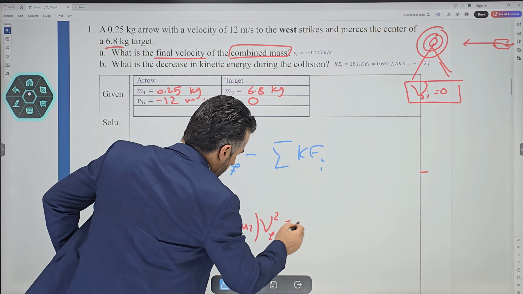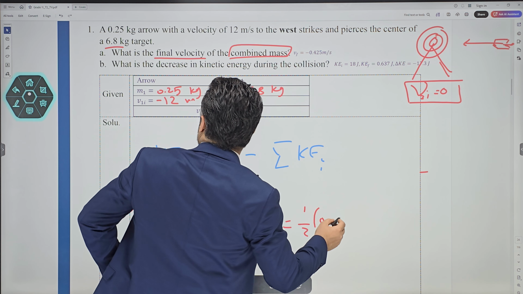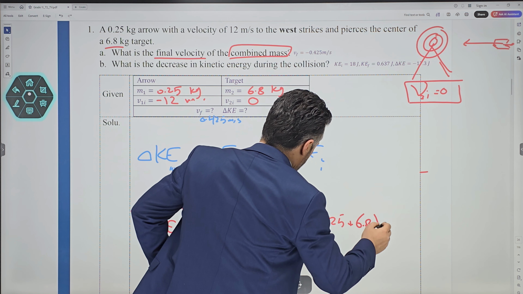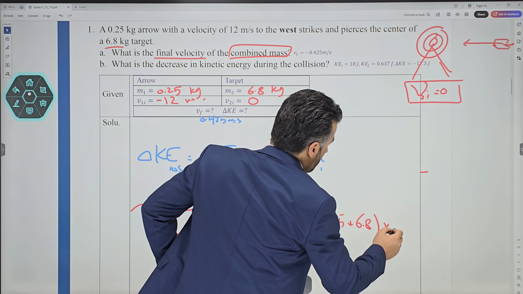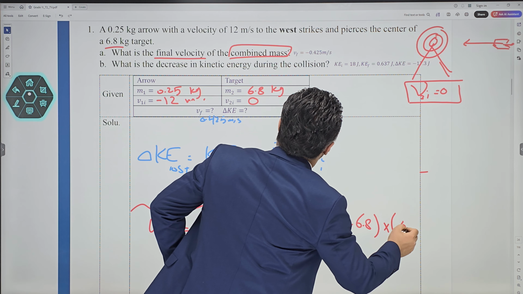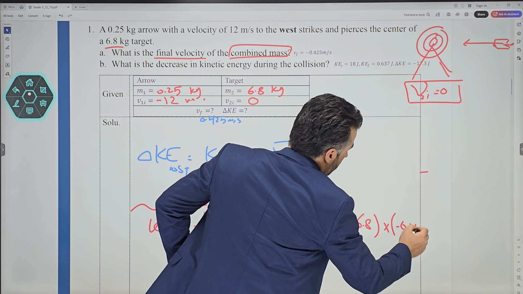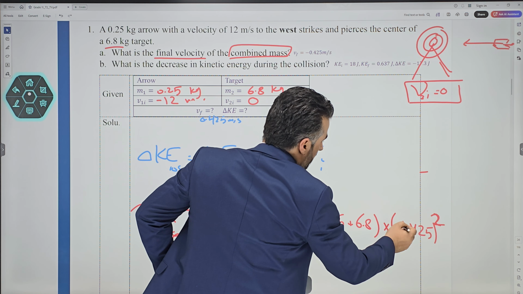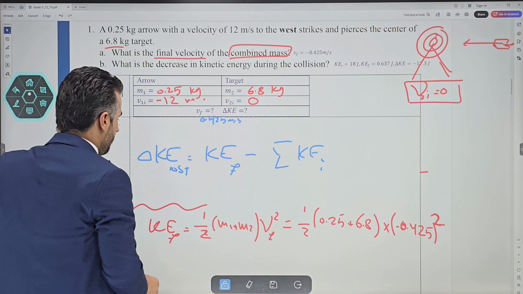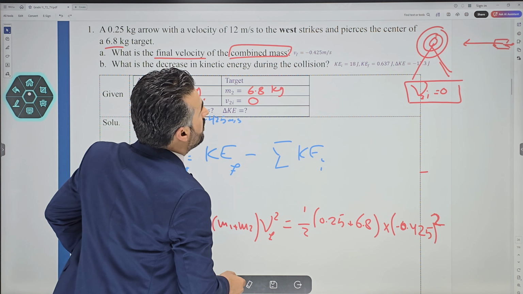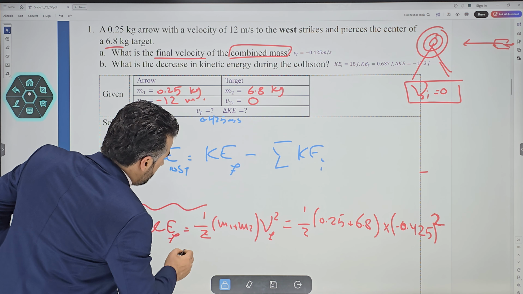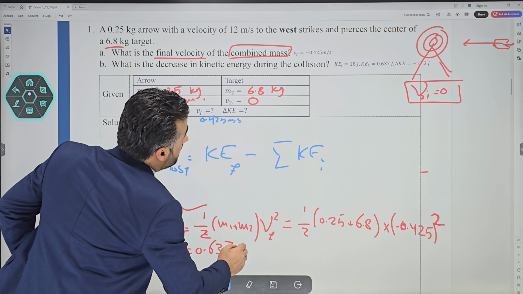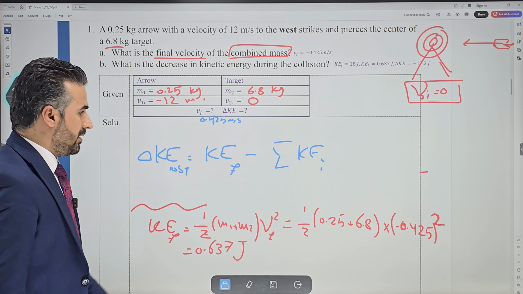Now all we have to do is plug in the numbers. 1 over 2 times 0.25 plus 6.8 times v final squared. Now v final, which was negative 0.425, squared. Because of the square, whether you write the negative or not doesn't change anything. So once you do this, you can find the kinetic energy, which is equal to 0.637 joules here.